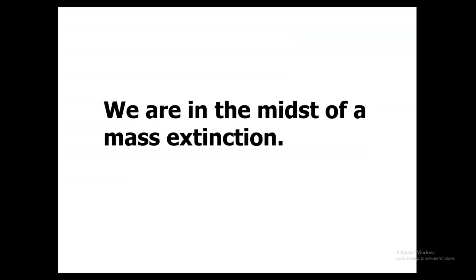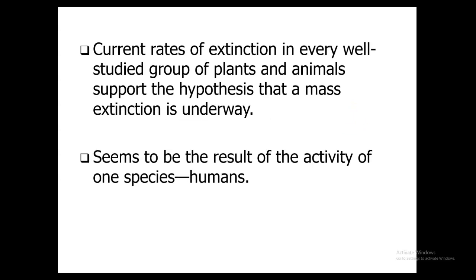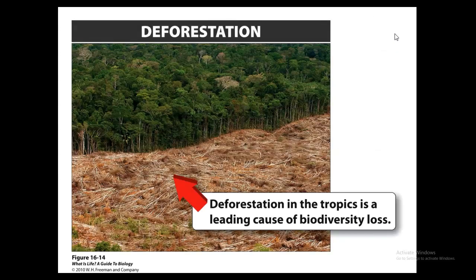Right now we're in the midst of a mass extinction. Current rates of extinction in very well-studied groups of plants and animals support the hypothesis that a mass extinction is currently underway. And it seems to be the result of the activity of one species, humans. Basically, 70% of biologists believe that this is true. Data from well-studied groups of plants and animals support this hypothesis.